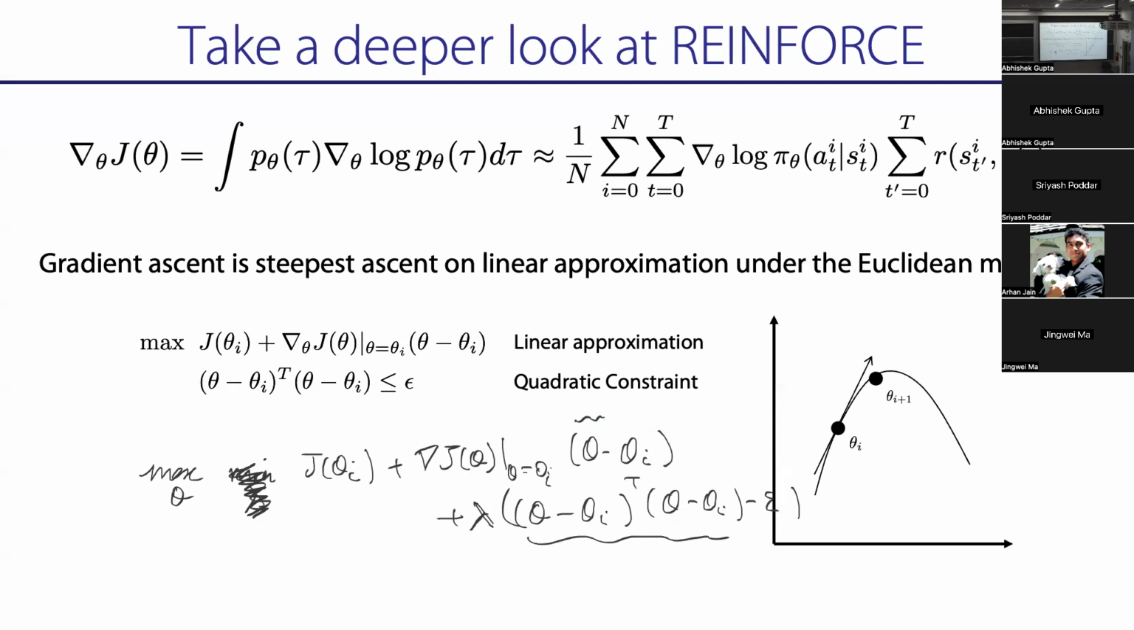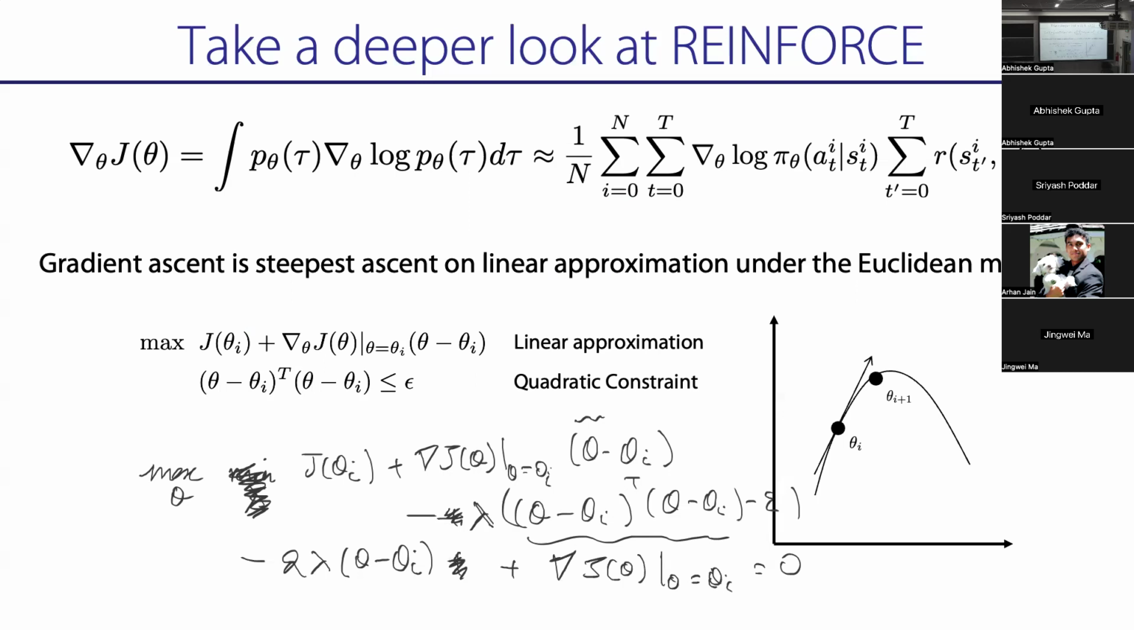So what you can show is that 2 lambda (theta minus theta_i), plus, I think I got the sign wrong here, it's a minus, plus grad J at theta equal to theta_i, is equal to 0. All I did is take my objective, a linear approximation with a quadratic constraint, form a penalty method, and take the gradient. This term is quadratic, so it gives me 2 lambda (theta minus theta_i). This term is linear in theta, so it just gives me grad J.